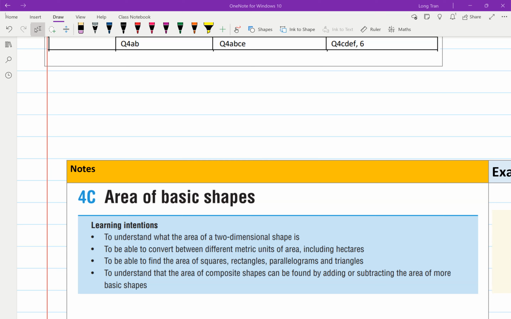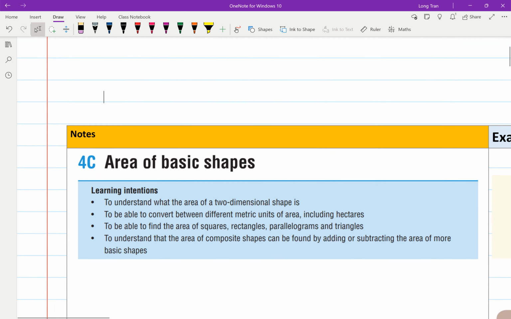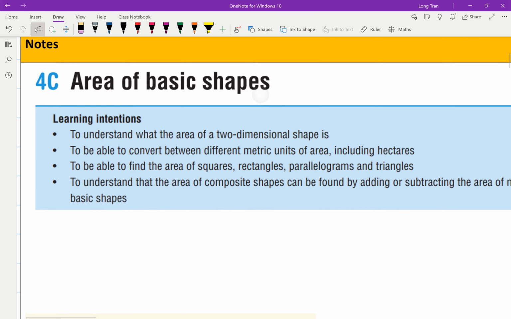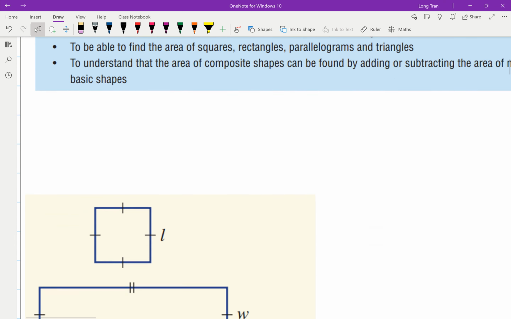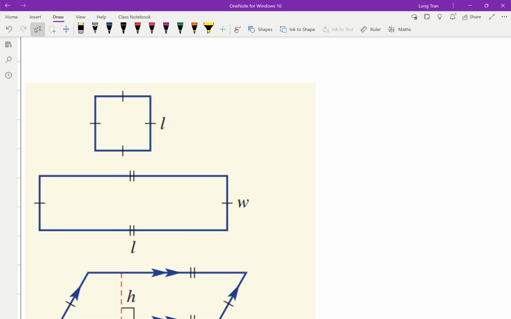Exercise 4C. We're going to revise through area of basic shapes. Okay, so what is considered a basic shape? Rectangles, squares, triangles, and eventually we're going to go back to 4B, circles. You're going to learn circles. In the meantime, what I want you to copy down, as we're doing a discussion to revise our memory, is the formulas for the area of these basic shapes.